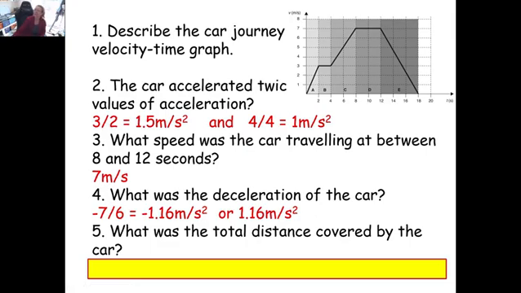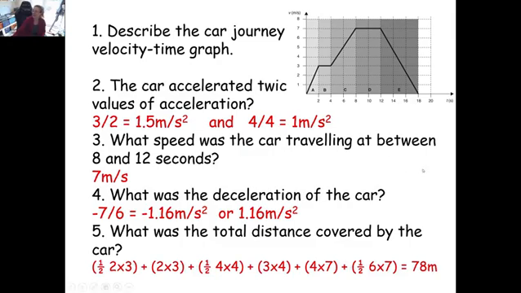The total distance covered by the car is this area underneath the graph and underneath the line, and you should have got a total area of 78 meters. So if you haven't quite got that, just pause the video and see where we've got that from.